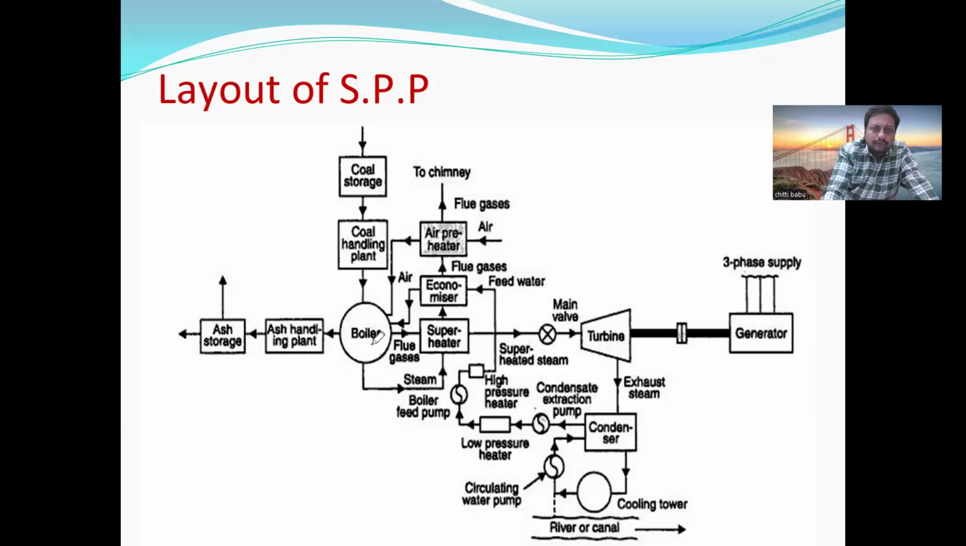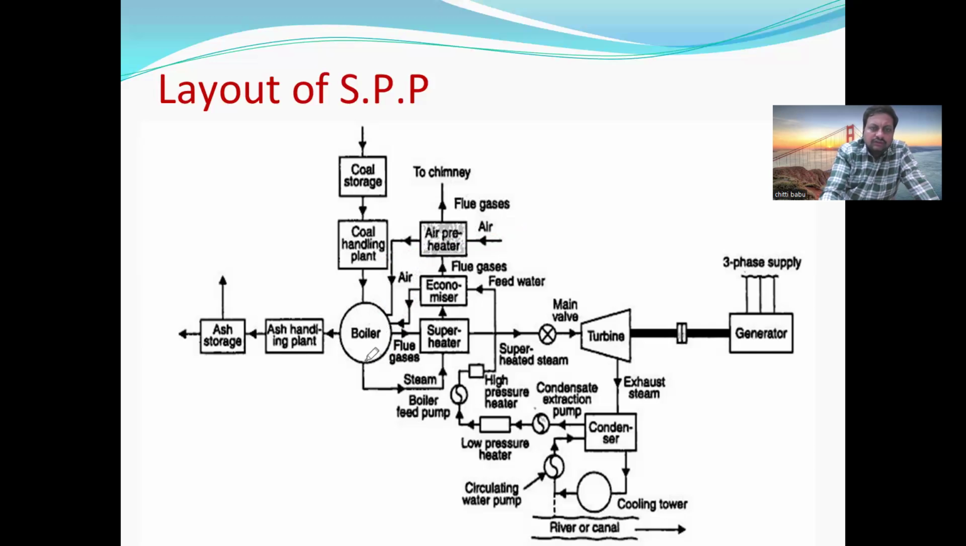So this is the second circuit, air and flue gas circuit. The air from the atmosphere will enter the air preheater, then it gets heated. That heated air will be supplied to this boiler. Then the combustion takes place, coal has burned, and hot flue gases will be produced. The water absorbs this heat and will be converted into steam.